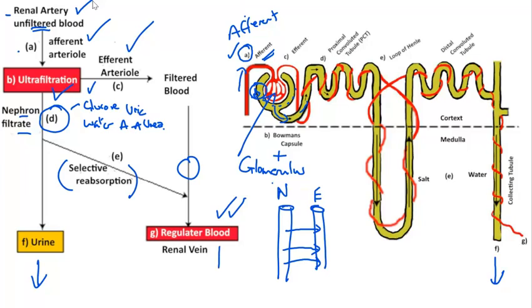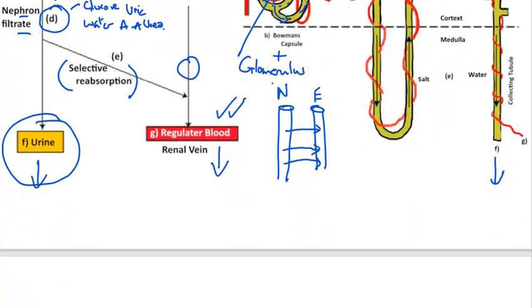That regulated blood will then pass back into the renal artery. Anything which remains in the nephron forms urine. And so our urine will contain combinations of water, urea, and uric acid. So let's look in other videos at the detail of each of those stages in the process.